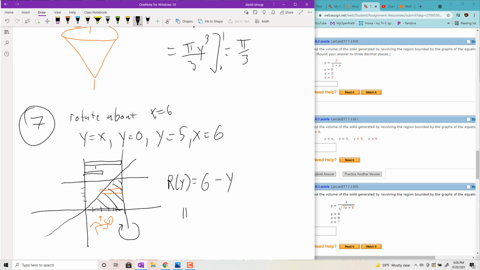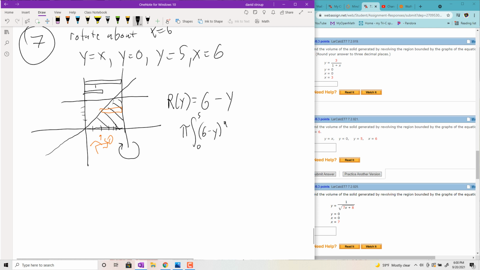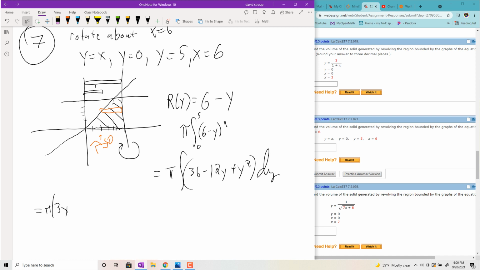And so you have pi integral of 6 minus y squared from 0 to y equals 5, apparently. And then just integrate that thing. So you get pi integral of 36 minus 12y plus y squared dy. And so you get 36y minus 12y squared over 2, which is 6y squared, plus y cubed over 3, from 0 to 5. So that'd be a nightmare to figure out.